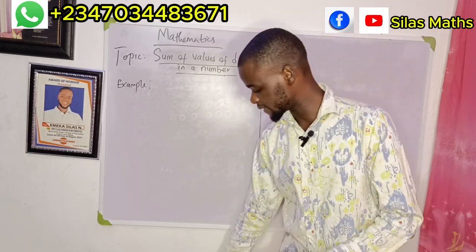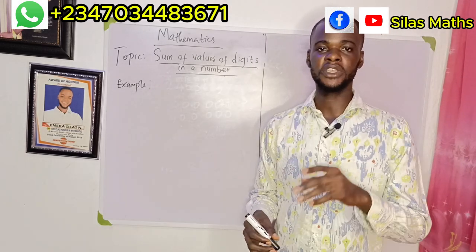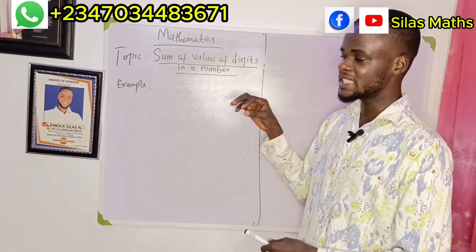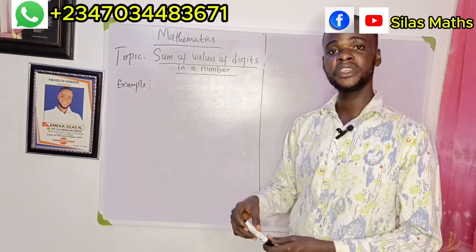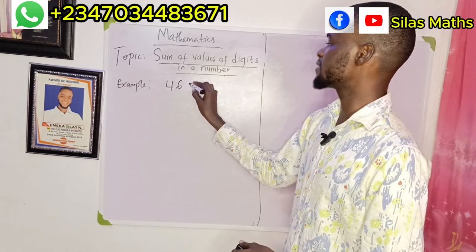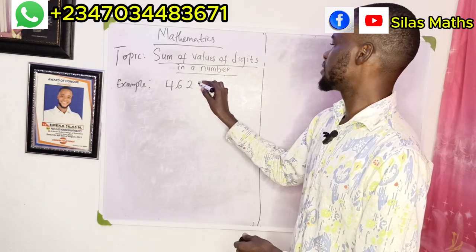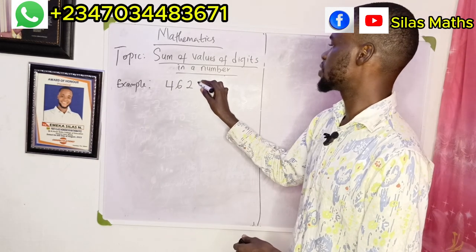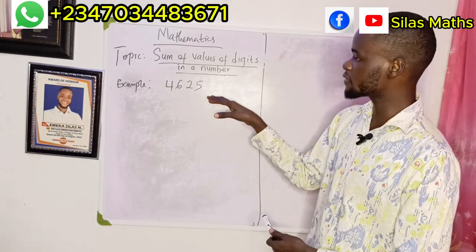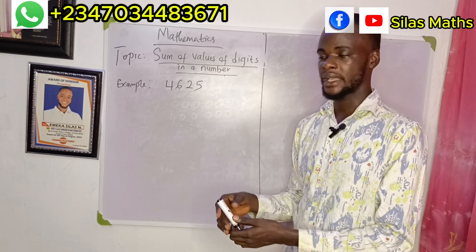So we're going to ascertain that the sum of values of every digit in a number will give you that number. What did I say? The sum of values of digits in every number will give you that number. Let's take, for example, 4,625. We want to find the values of all the digits in this number. After writing them down, we'll then go ahead and add.